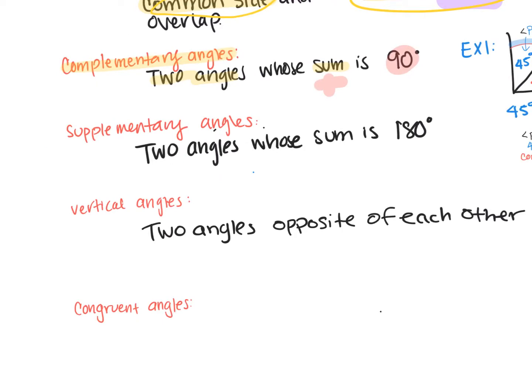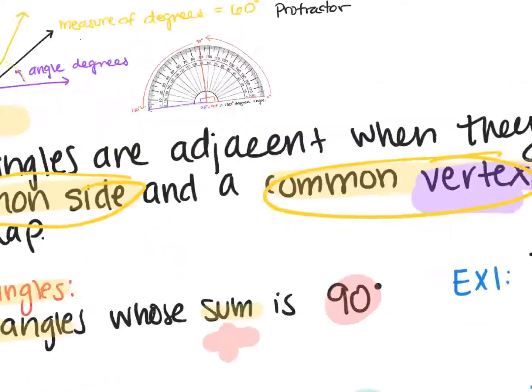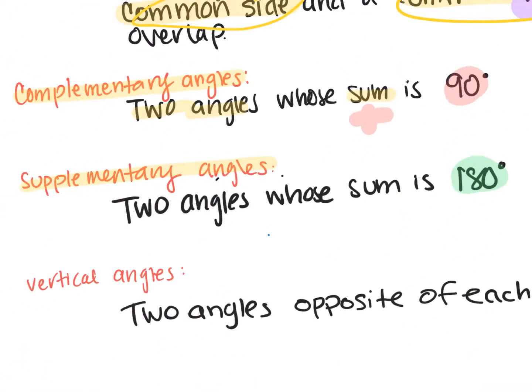Next one, supplementary. Supplementary angles are two angles whose sum is 180. So now we're looking at angles that add up to 180. So you already saw something on the protractor. What are two angles? Okay, this is 90 degrees, right? And this is 90 degrees. And if you add up 90 plus 90, what do you get? 180. So those are supplementary angles, right?